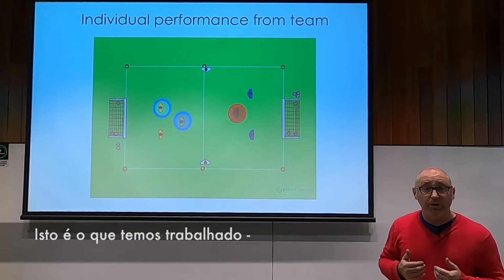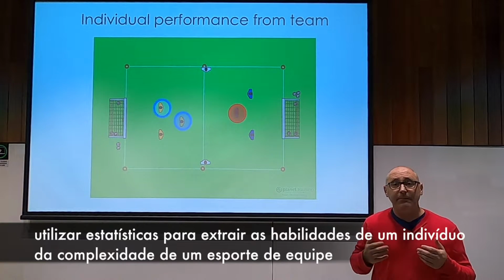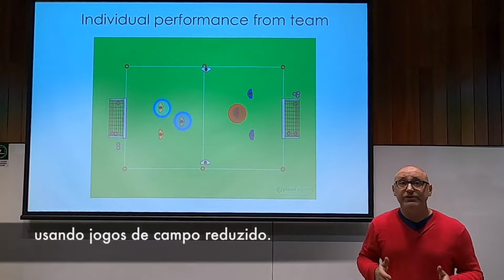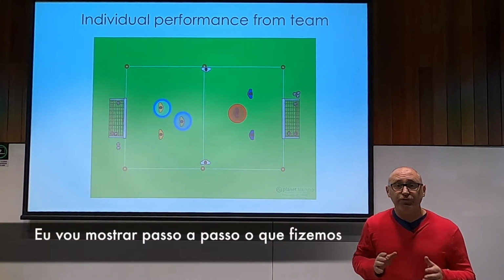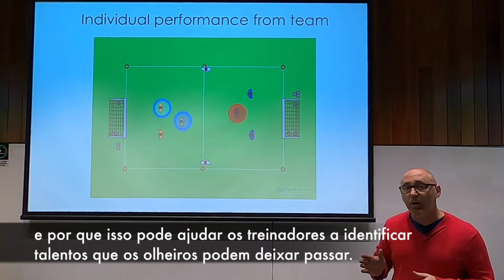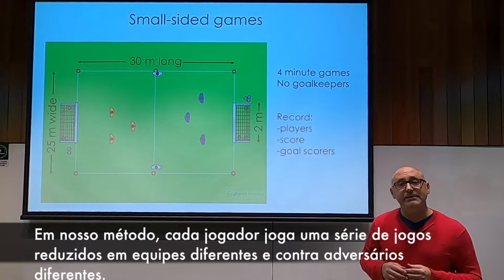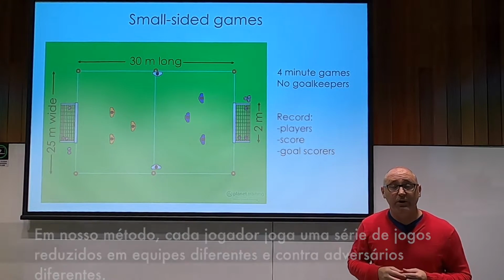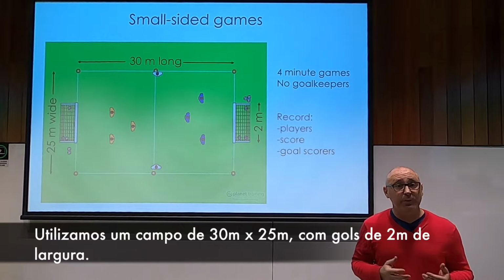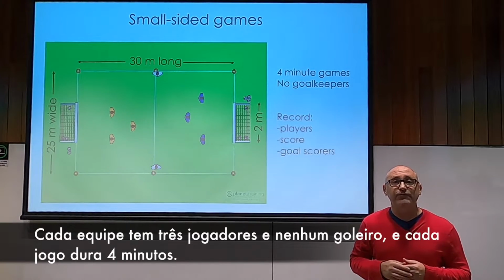This is what we've been working on, using statistics to pull an individual's abilities out of the complexity of a team sport using small-sided games. I'll walk you through what we've done and why it can help coaches identify talent that scouts might miss. In our method, each player plays a series of small-sided games in different teams and against different opponents. We use a field measuring 30 meters by 25 meters with 2-meter wide goals. Each team has 3 players and no goalkeeper, and each game lasts 4 minutes.